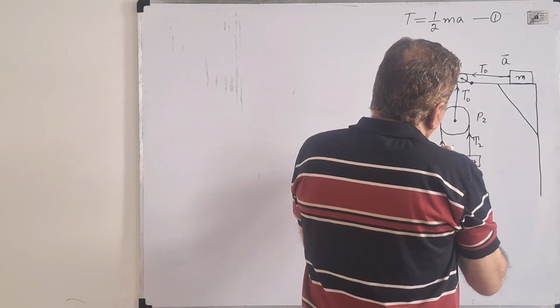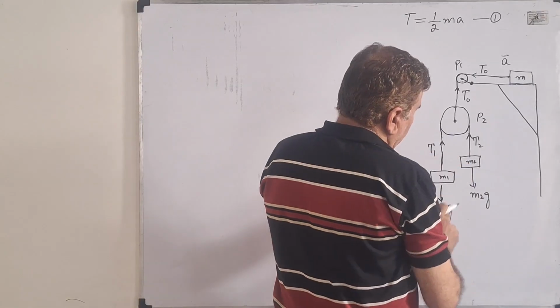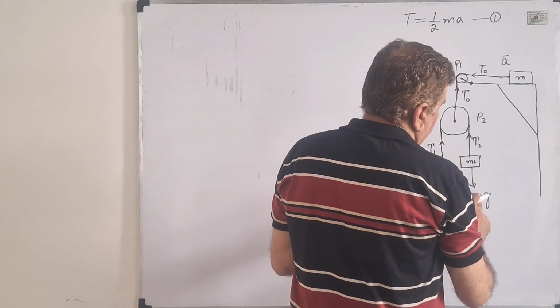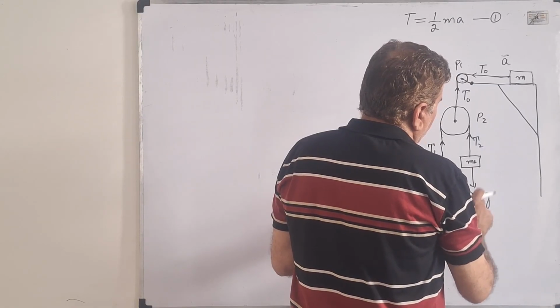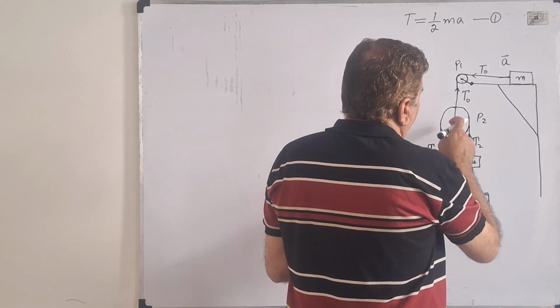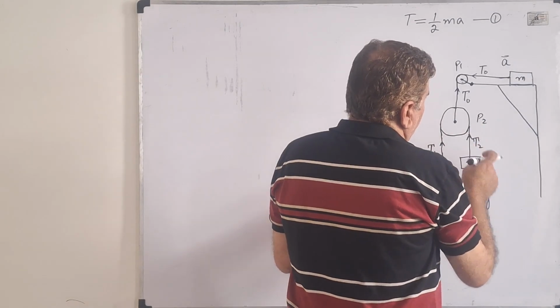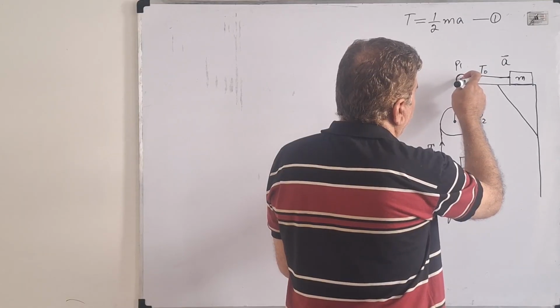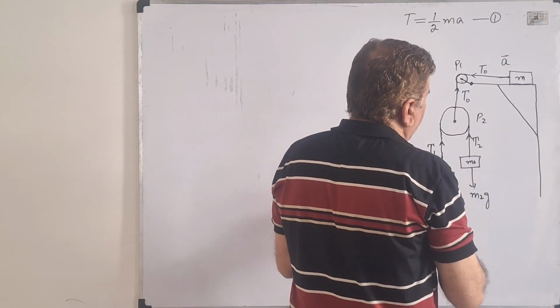The forces acting on M1 are M1G and T1, and the forces acting on M2 are M2G and T2. And with respect to this pulley, these masses have one kind of acceleration, and with respect to this pulley, these masses have another kind of acceleration.